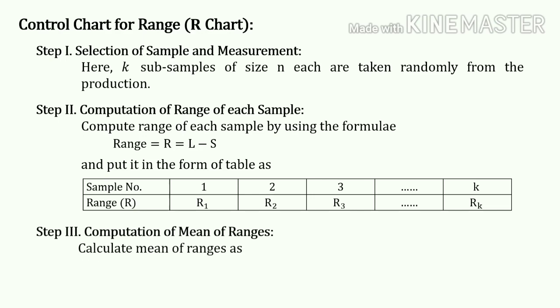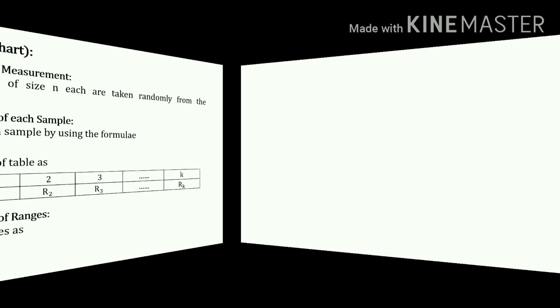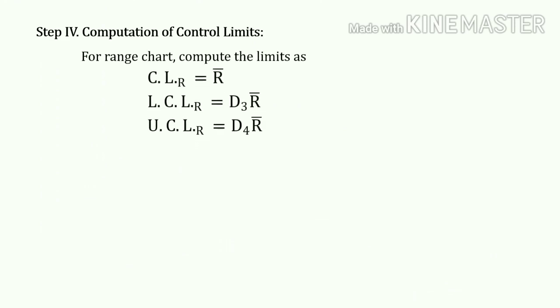Step 3, computation of mean of ranges. We calculate mean of ranges by using the formula R bar is equal to summation Ri divided by k, that is sum of all ranges divided by number of samples k. After completing step 3, we'll proceed to step 4, that is computation of control limits. In this step we have to compute 3 limits: CLR, LCLR and UCLR.